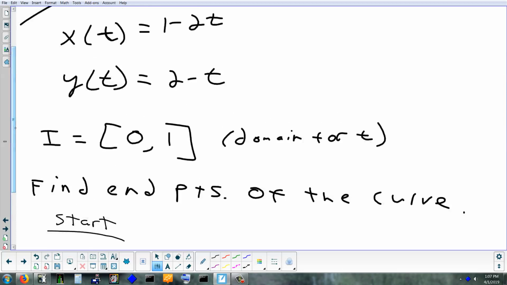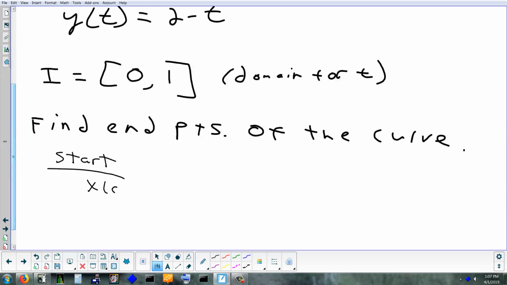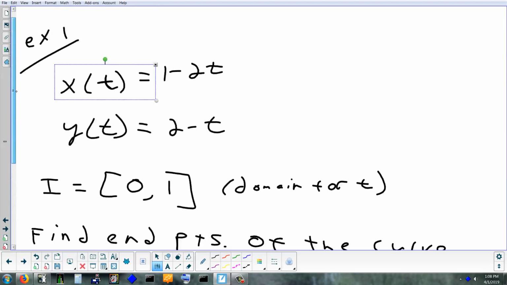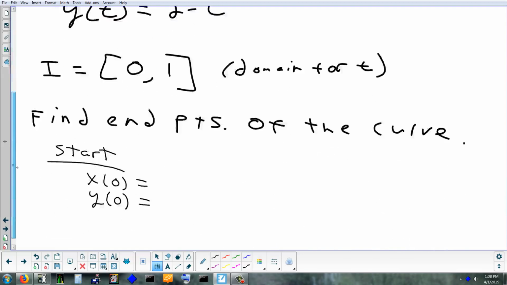What value in that interval from 0 to 1 is going to control where this curve starts? Yep, the 0. So you're going to plug 0 into the formula for x and plug 0 into the formula for y. And that'll tell me where the curve starts. So let's plug in 0. 1 minus 2 times 0.